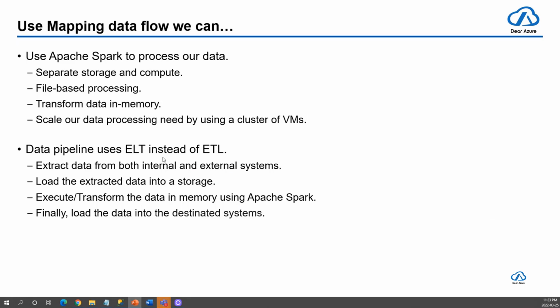So this is where mapping data flow comes in Azure. Mapping data flow leverages Apache Spark to process our data. The main idea of Apache Spark is to separate our storage from the compute. In other words, we are switching from database managed processing to file-based processing. And all the processing will be done in memory.